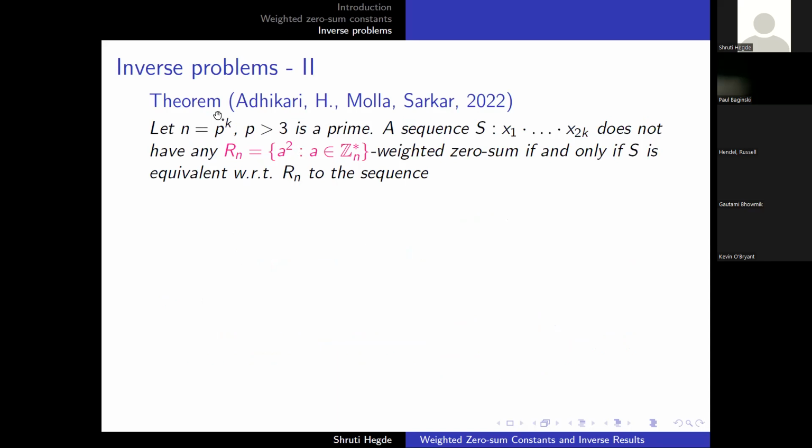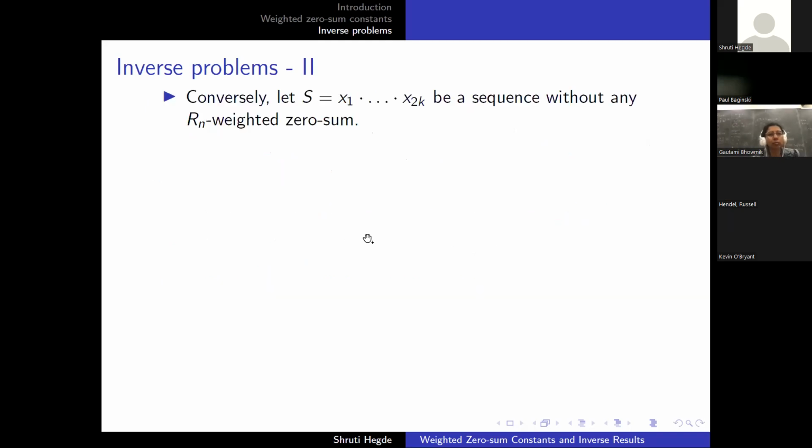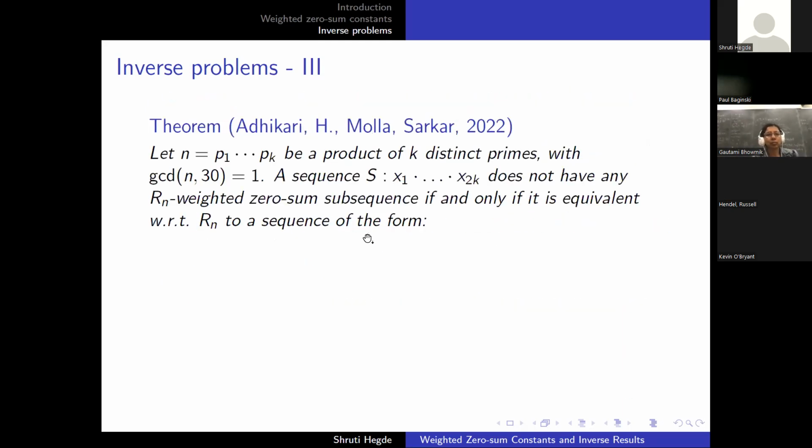So in the first theorem, we consider the first case that n is a power of prime p, where p is greater than 3. Then any sequence of length 2 omega(n) does not have any R_n-weighted zero-sum subsequence if and only if it is equivalent with respect to R_n to the sequence 1, p, up to p^(k-1), minus v0, minus v1 p, up to minus v_(k-1) p^(k-1), where these vi's are non-squares in Z_n star. So we'll skip the proof of this theorem and go to the next one.